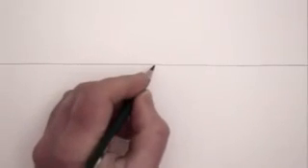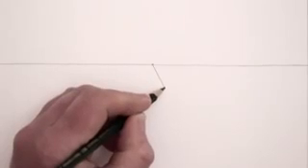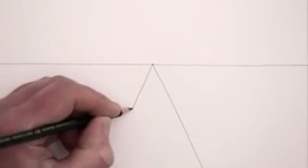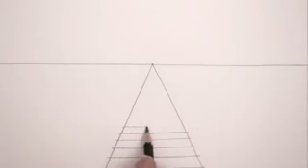First draw a horizontal line and then draw a dot in the middle of this horizontal line. Next, draw two diagonal lines that meet at this dot or vanishing point. To make this into a railway track, draw a series of horizontal lines that get closer together as they go towards the vanishing point.